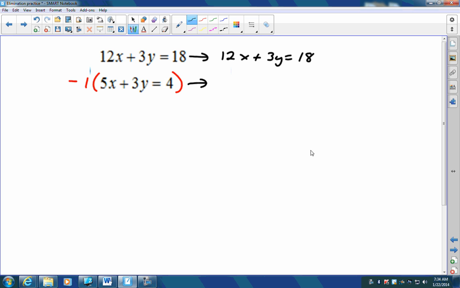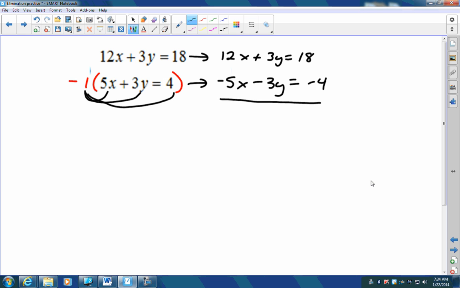Now, I'm redoing the bottom. Negative 1 times 5, negative 5x. Negative 1 times 3y, negative 3y. Negative 1 times 4 equals negative 4. Now, when you put it together, 12 minus 5 is 7. 3y minus 3y, those cancel now. 18 minus 4 is 14. Divide by 7. x equals 2. Again, I fill out my ordered pair before I ever go on.